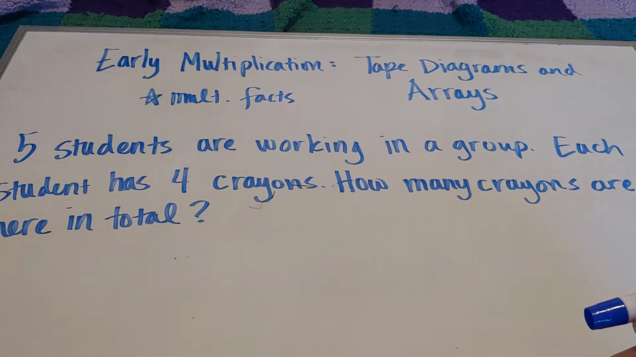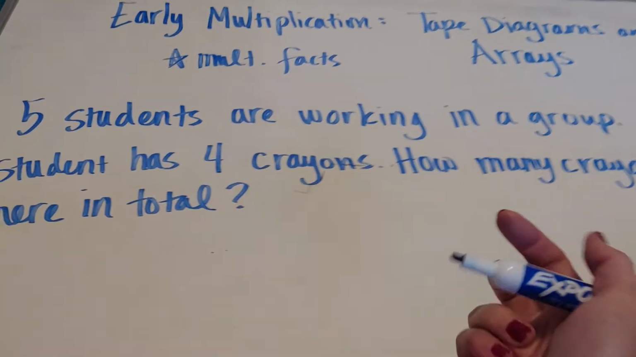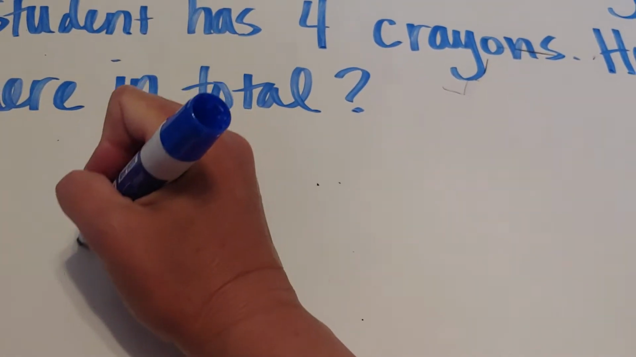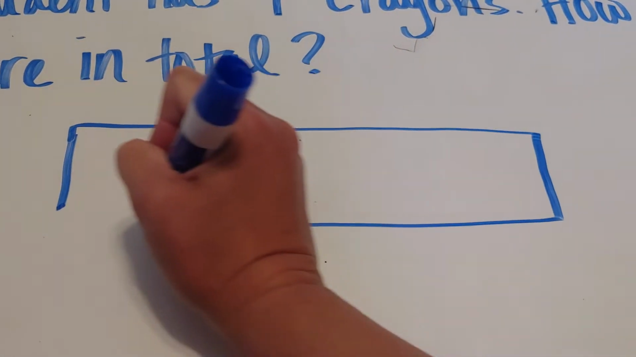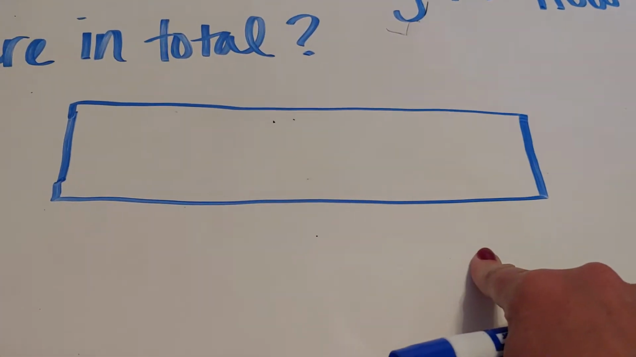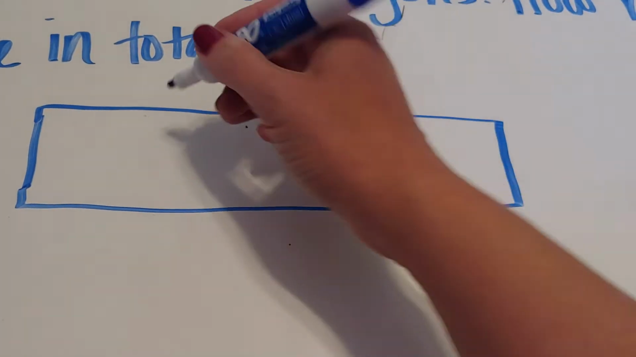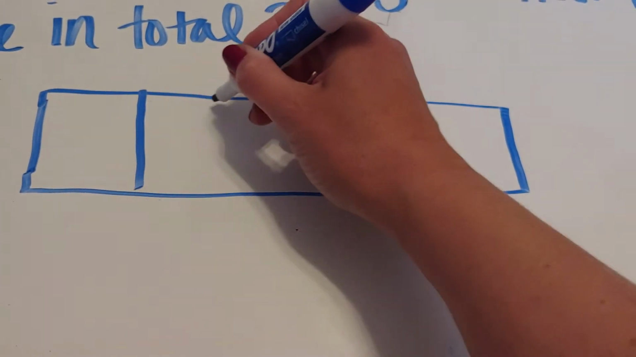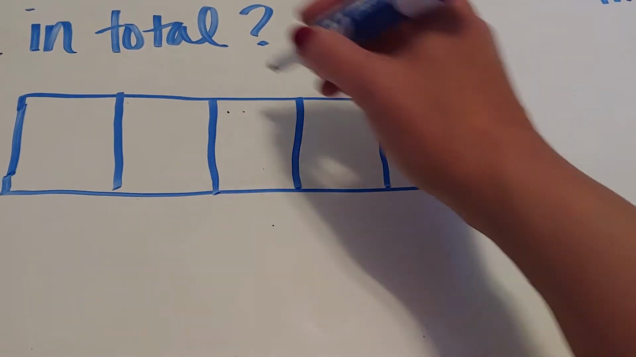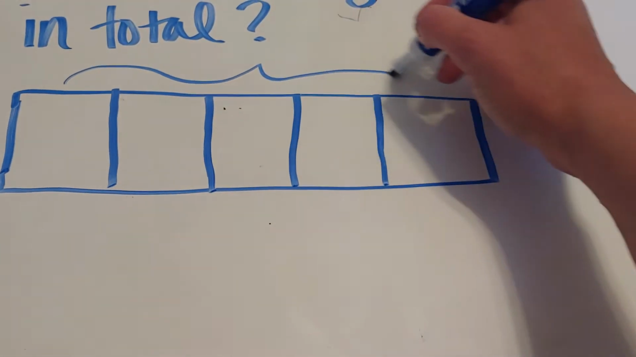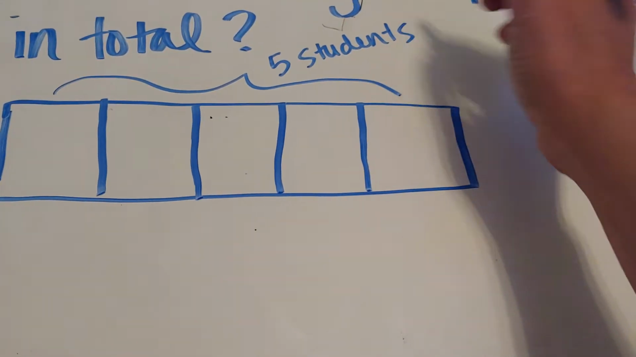So what I want to do is show you the tape diagram method and then the arrays. So a tape diagram, as we hopefully recall, is just a long rectangle. What we're going to do though is chunk this up so that it represents the 5 students. So this will be 1 student, 2 students, the 3rd student, and then 4 and 5. So this is representing the 5 students. Think of their work desks, if you will.